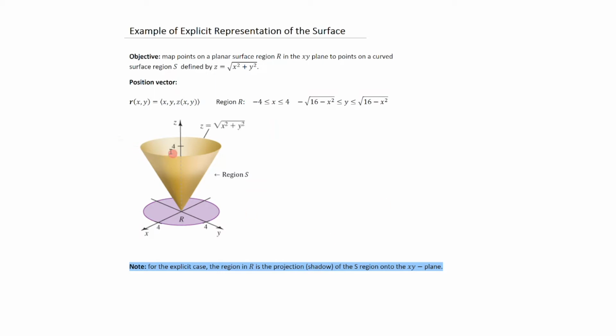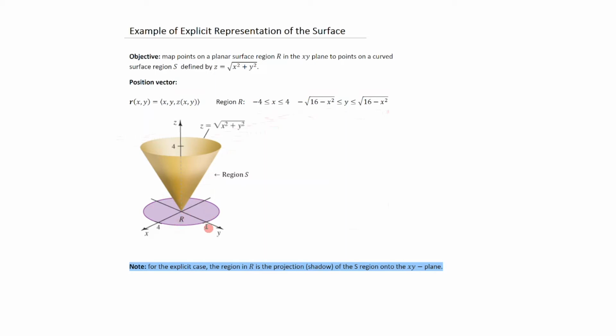And the region basically in this case is going to be from minus 4 less than or equal to x less than or equal to 4, and negative square root of 16 minus x squared less than or equal to y less than or equal to square root of 16 minus x squared. So we're interested in basically just looking at the exterior surface area that takes you up to z equals 4. And if that's the case, then what we're seeing is a region in the xy plane, which is a circle of radius 4.